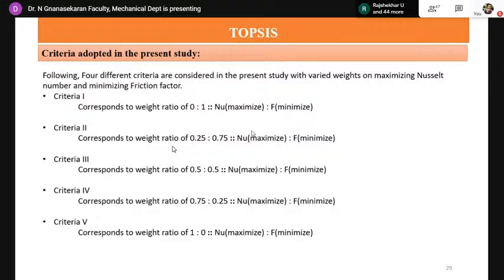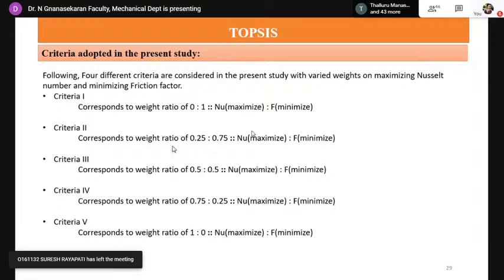So now I want to relate this methodology to the existing research work. In our research work, we have considered maximizing Nu and minimizing the friction factor. So we have defined 5 criteria. The first criterion has 0 and 1 weightages. 0 is for the Nusselt number, 1 is for the friction factor. That means 0% weightage to the Nusselt number and 100% weightage to the friction factor.